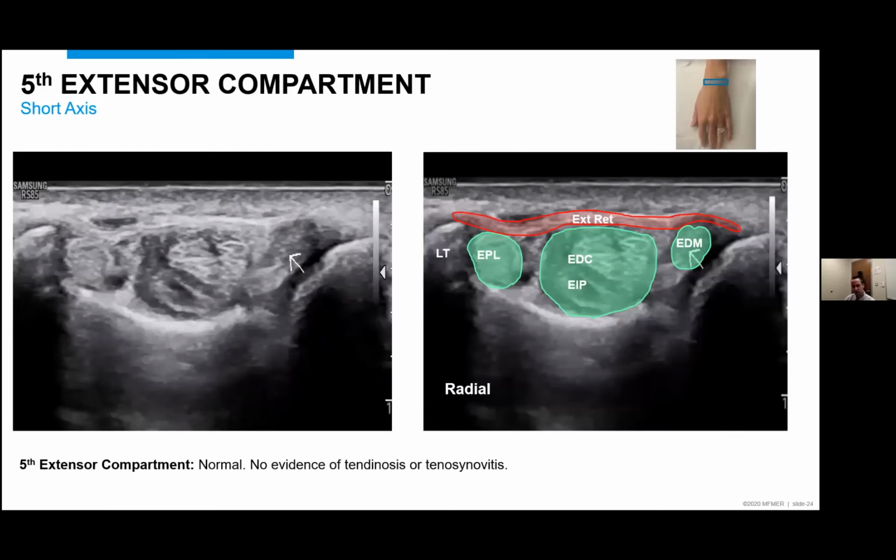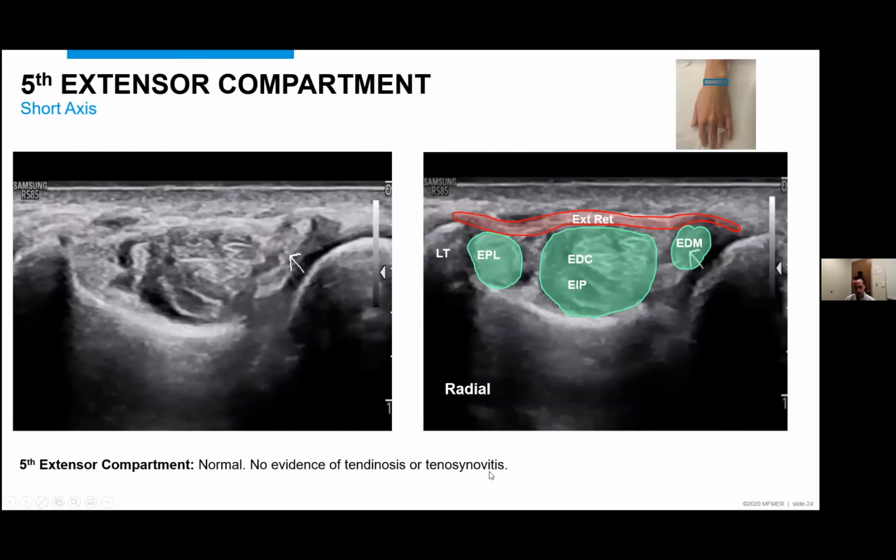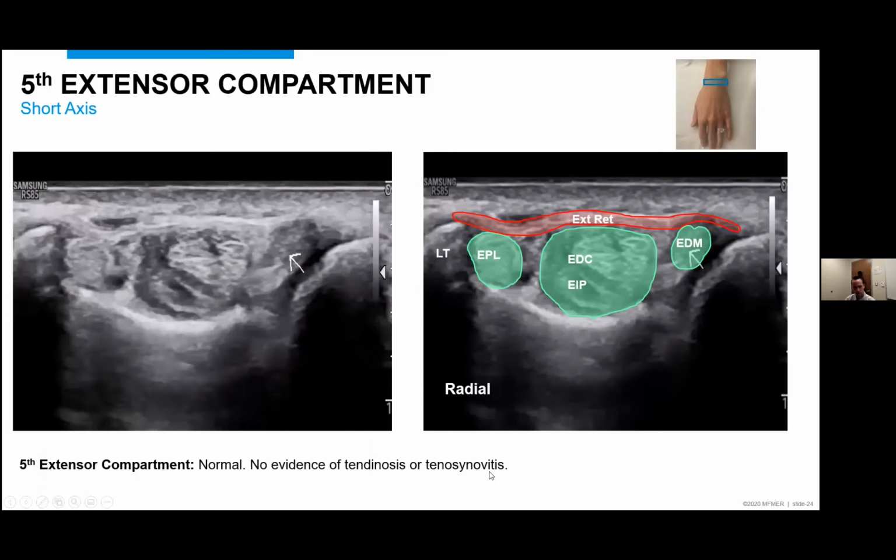And for the fifth extensor compartment, there was no evidence of tendinosis or tenosynovitis. There's somebody wiggling their finger.